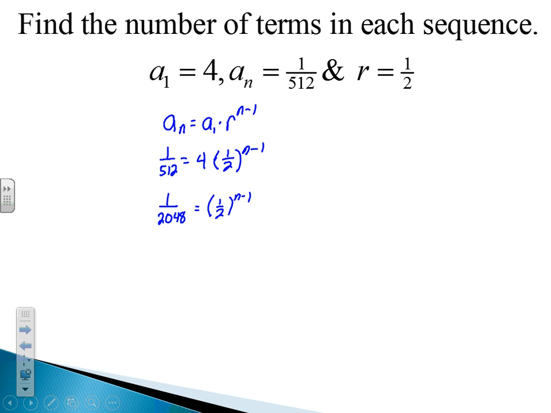So this is where we would need to say, okay, what is a common base? Meaning 1 over 2 is the base of the right side, and 1 over 2048 is the base of the left side. The exponent on the right is n minus 1. The exponent on the left is just 1. So what is the 2 on the right side? What would I have to raise that to in order to equal 2048?